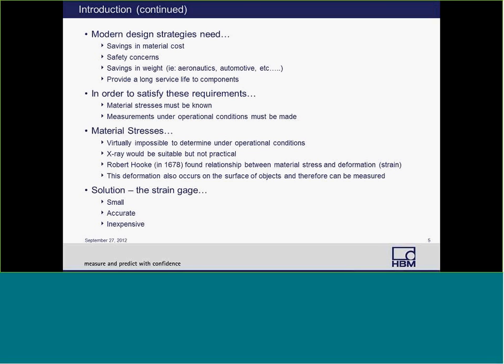In 1678, Robert Hooke found a relationship between material stress and deformation or strain. So this deformation also occurs on the surface of the object and therefore can be measured. The solution to this problem is the strain gauge. It's a very small device, it's accurate, and it's inexpensive.